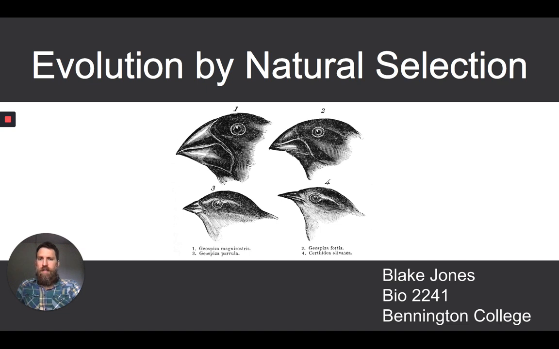What I have here is a drawing of Darwin finches found on the Galapagos archipelago. And they're famous because of Darwin's observations, which in part led to his discovery of evolution by natural selection. So, first, what is evolution? What do we mean by that?